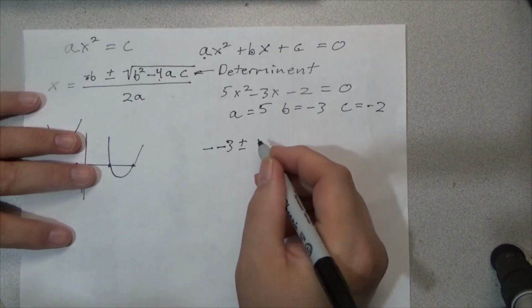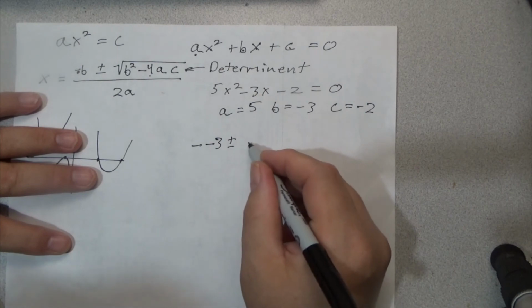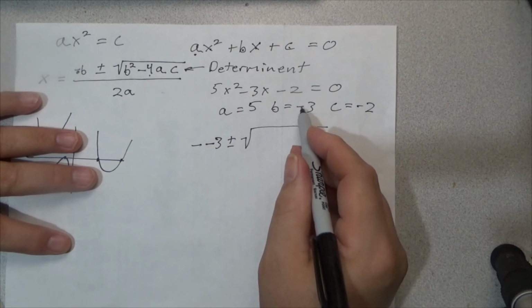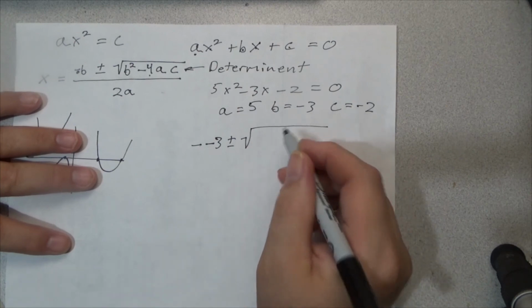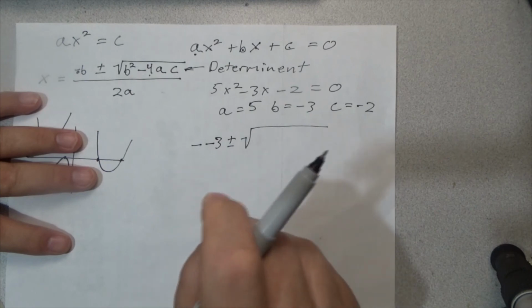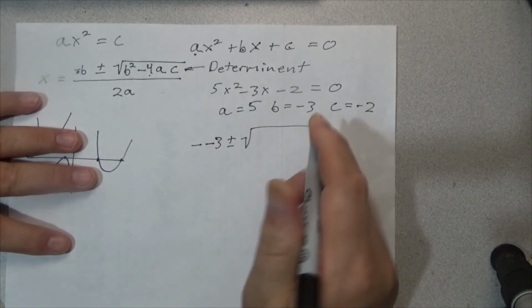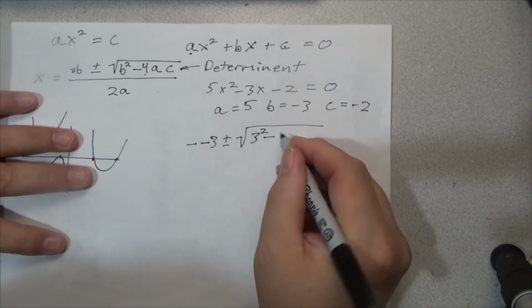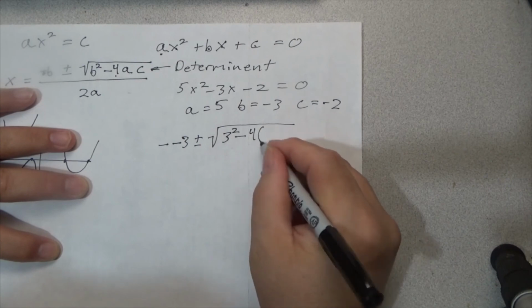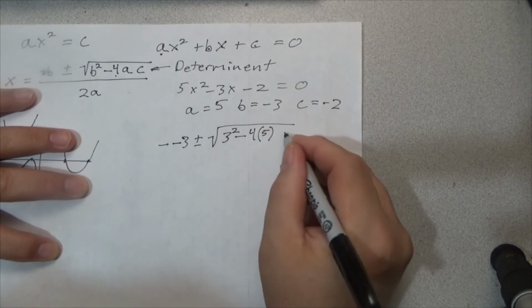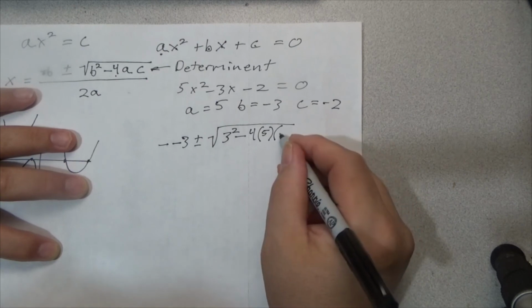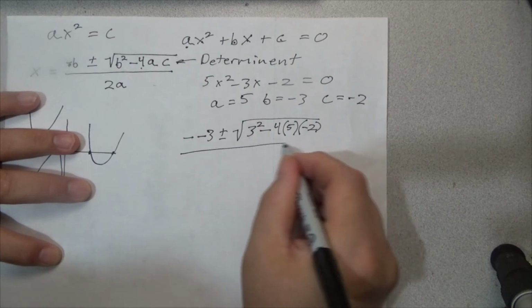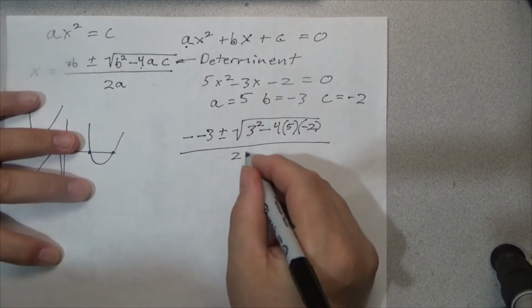Then plus and minus, and the square root of b squared. Now I never write the negative number underneath the radical because you're squaring it. Any number squared is going to be positive. So it doesn't matter whether it's a negative or a positive. So I would say 3 squared minus 4 times a, which is 5, times c, which is a negative 2. All of that divided by 2a.